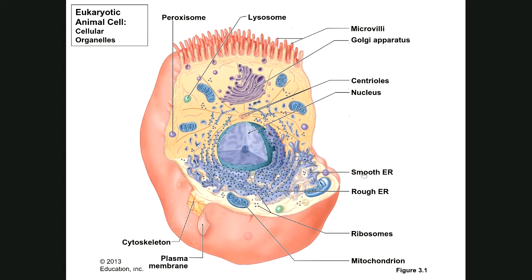Smooth ER, they're flat membrane sacs, but they're not as extensive, so they show that to you here. However, the function of the smooth ER is equally as important, okay? The function of the smooth ER has to do with the synthesis of lipids. One of the key lipids it's responsible for synthesizing are phospholipids.